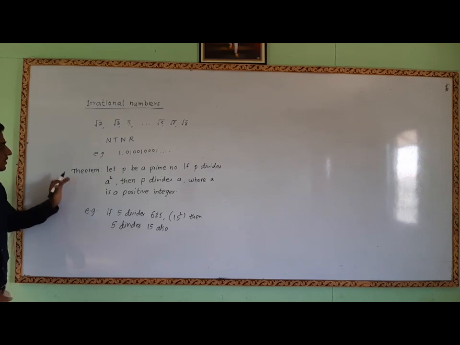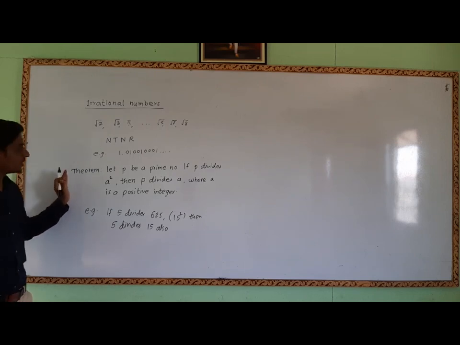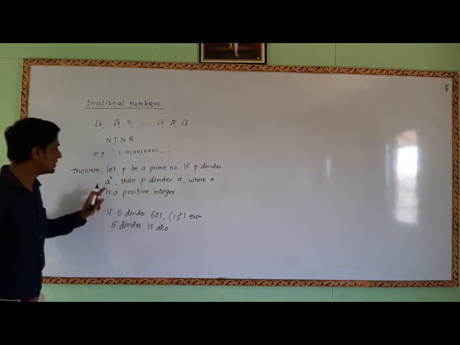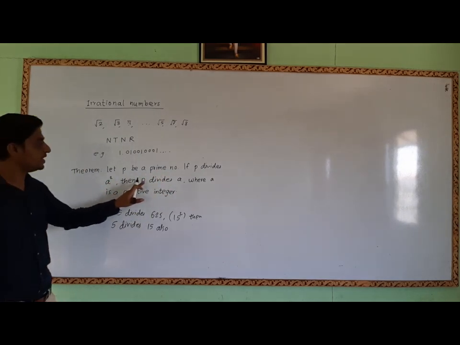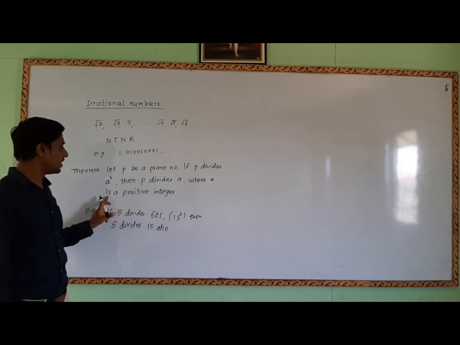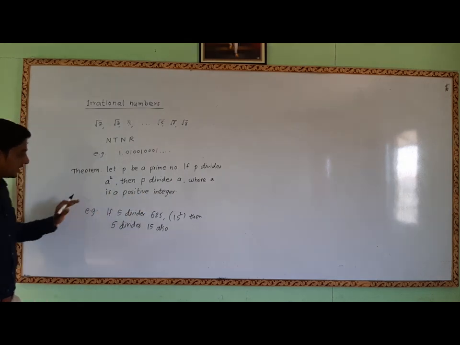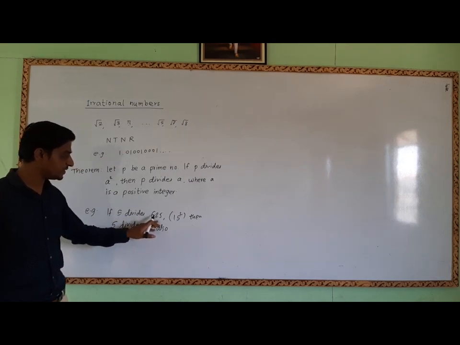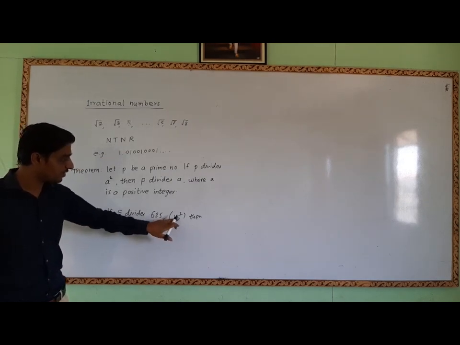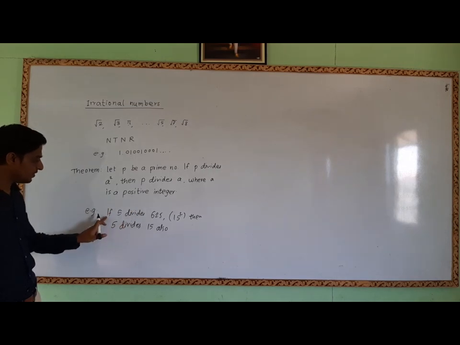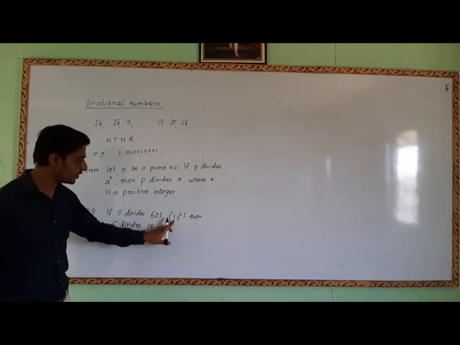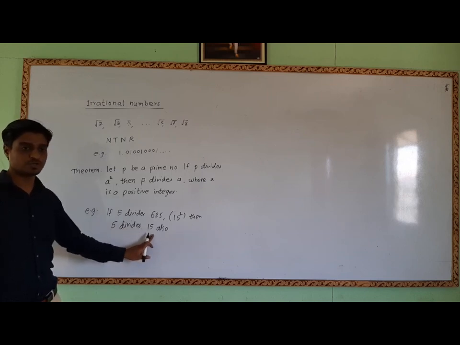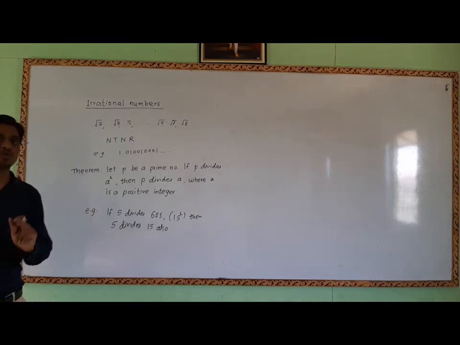Okay. Now we will see a theorem, an important theorem. Let p be a prime number. If p divides a square, then p divides a, where a is a positive integer. The example for this is, if 5 divides 225, that means this number is the square of 15. In short, if 5 divides 15 square, then 5 must divide 15 also. Okay, this is the theorem. Now pause the video.